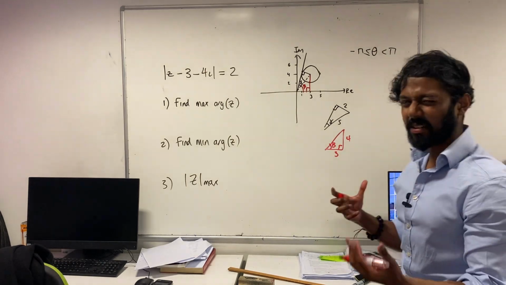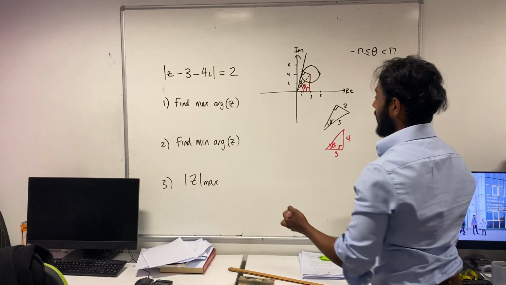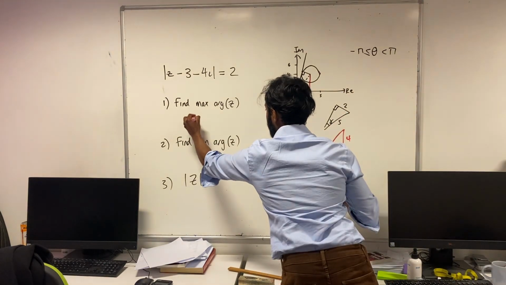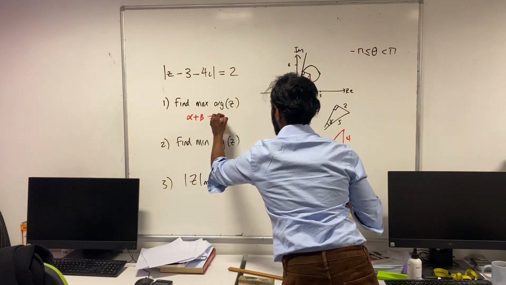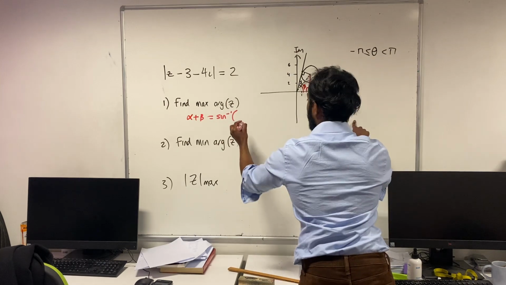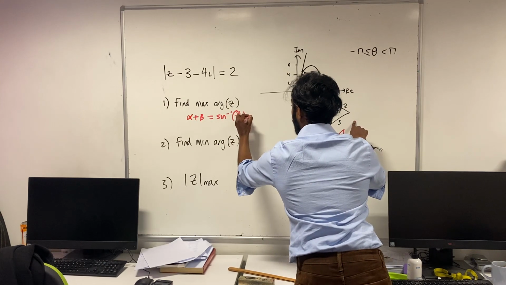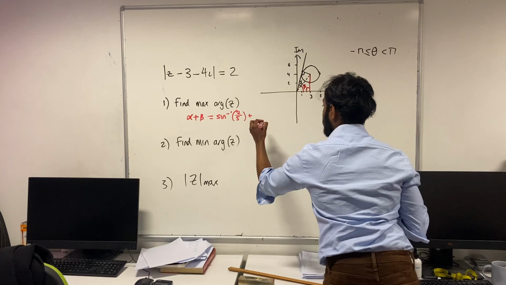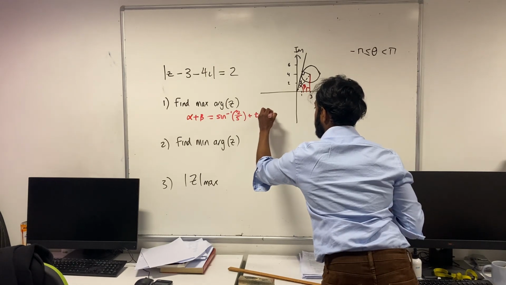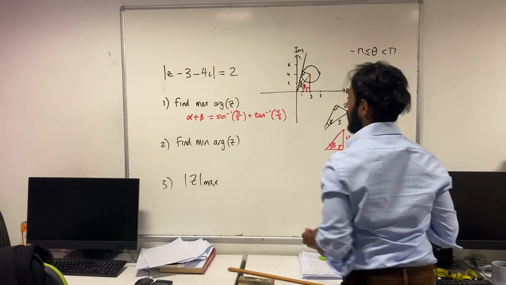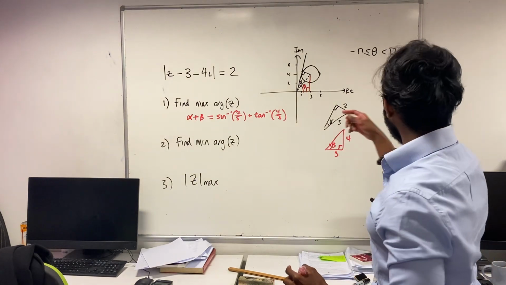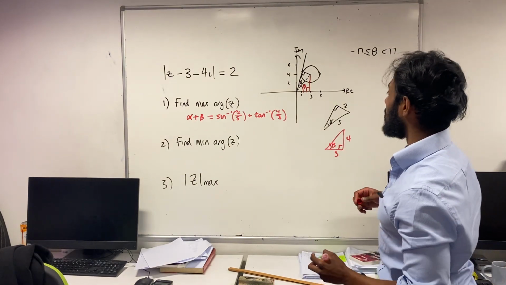So the max argument, I don't have my calculator with me, but it would be alpha plus beta, which is equal to arc sine, or sine inverse, of 2 over 5 plus tan inverse of 4 over 3. Okay, that's that. Now the next part of the question asks me to find the minimum argument.